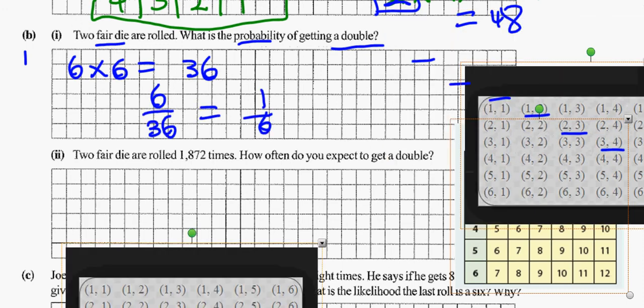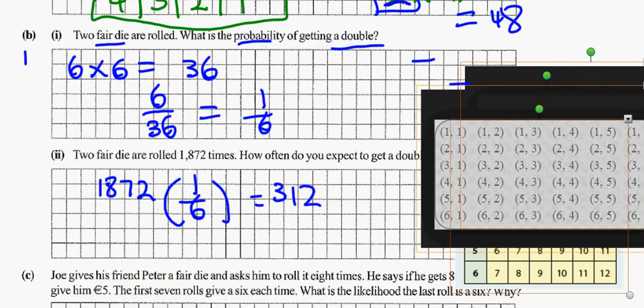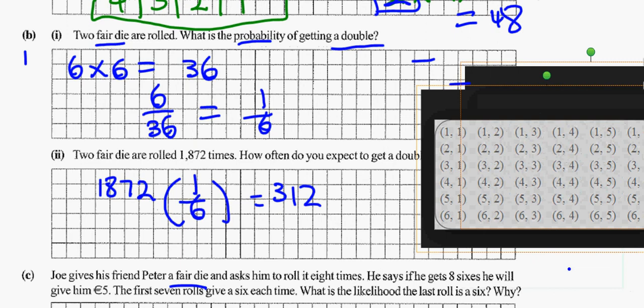The next one. 2 fair dice are rolled 1,872 times. How often do you expect to get a double? If I roll it 1,872 times, I expect to get a double 1/6 of the time. This is what's called expected probability. We didn't actually do it, but we're trying to calculate what we expect to get. So it's going to be 1,872 multiplied by 1/6, which is going to get you 312 times. Okay, next question.